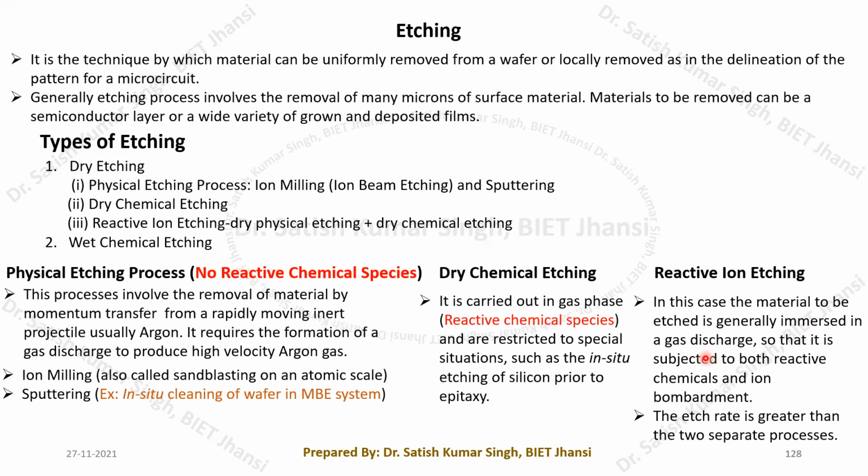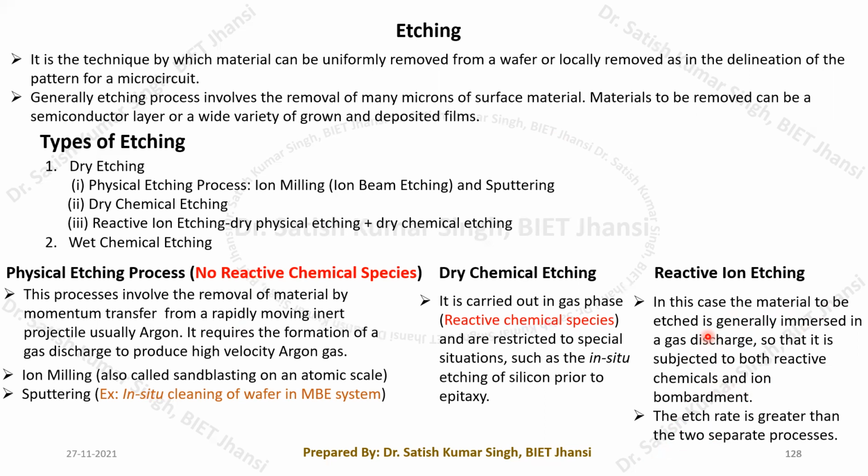So basically it is the combination of the two. Remember that reactive ion etching is the combination of the two, in which we take the advantages of the physical etching process and dry chemical etching, and both work together to give an etch rate that can be greater than the two separate processes. Generally the etch rate in reactive ion etching will be more than the individual processes.